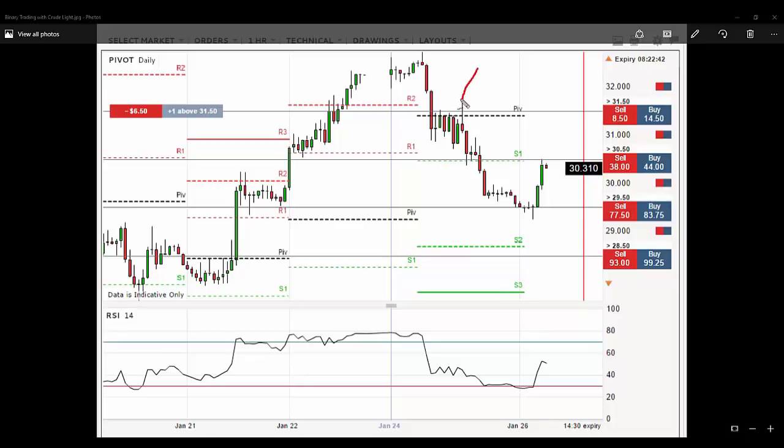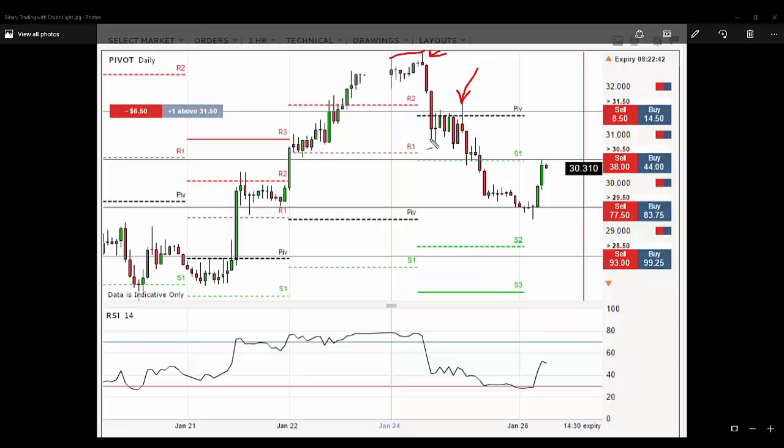Just right off the bat, this is a great bar. Well, this one is too, because it's a topping formation. You have a higher high, and it closes on the bottom. And if I put my volume indicator on that, it would probably show me volume divergence, which means that as price was going up, the volume was going down. That's another video. But anyway, this comes down.